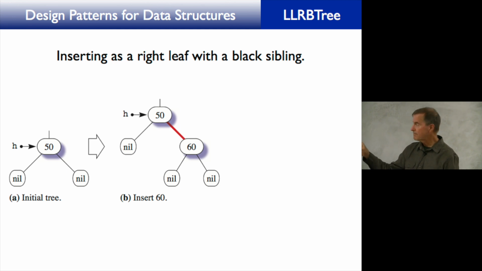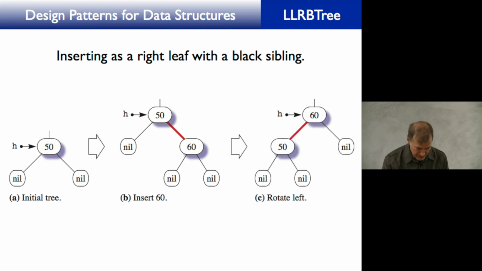Good point. And so if we insert 60, we come down to 50. 60 is bigger than 50, and the right side of 50 is nil, so we insert the 60. Now which code comes into play? That first one. What does that do? Rotate left. We rotate left, and boom, that was a fix-up.